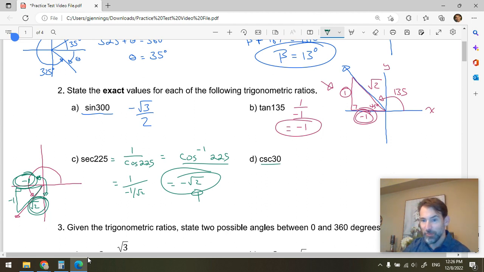Cosecant of 30. Well, that one is probably the easiest one on the page, because we can just imagine our 30, 60, 90 triangle. We know that it's going to be positive because it's in the first quadrant, so we don't need to worry about signs. In a 30, 60, 90 triangle, if this is 2, this is 1, and this is root 3, because of the Pythagorean theorem.